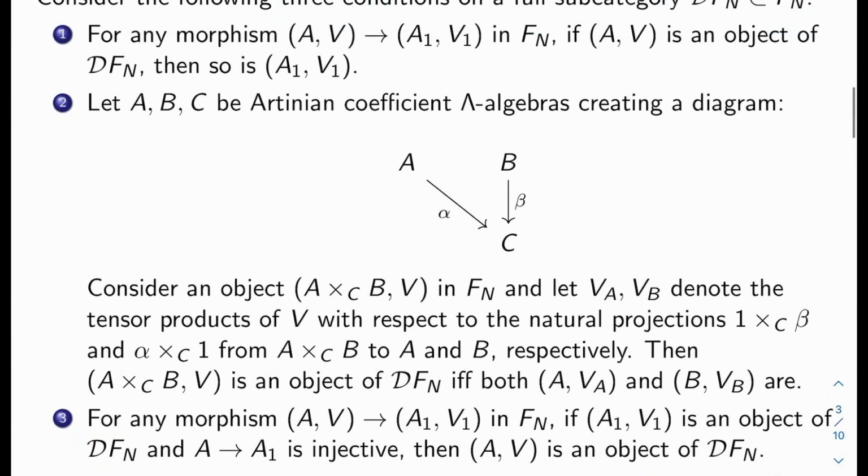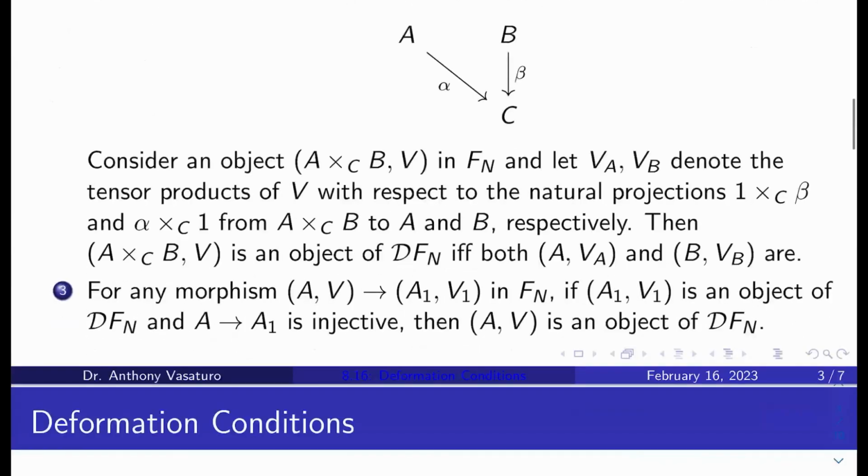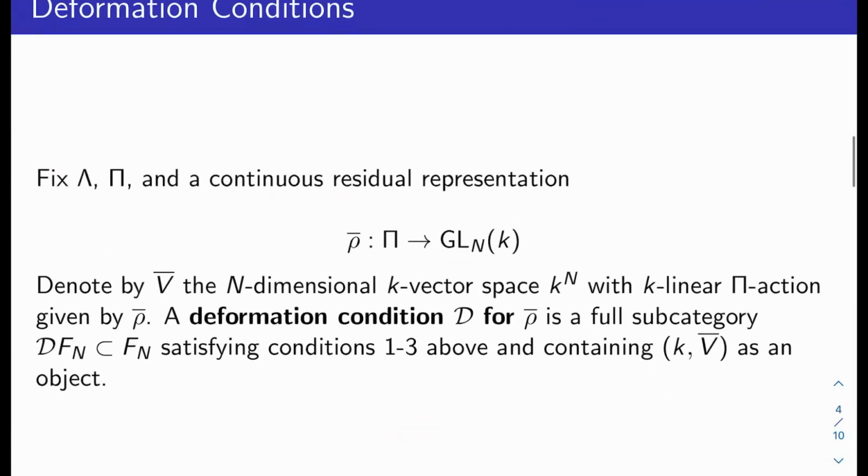Okay, for any morphism (A, V) to (A1, V1) in F_n, if (A1, V1) is an object of D_n and A to A1 is injective, then (A, V) is also an object of D_n. I like to think of this as saying that D_n is closed under subobjects. So like quotients, intersections, and subobjects. And we'll look at these three conditions again next chapter, and we'll see them in a different light.